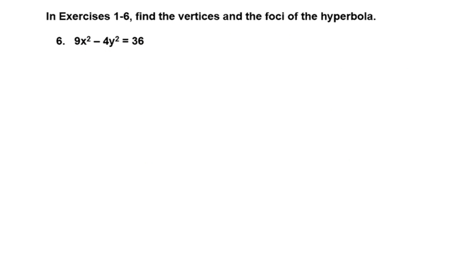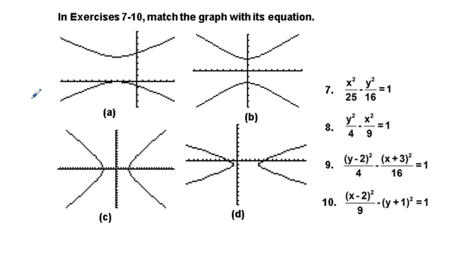And this last set we're going to look at is exercise 7 through 10, match the graph with its equation. So we just have to analyze what's happening here, and it should be pretty easy by process of elimination. We'll just start at 7. Now we don't have x plus or minus anything, nor do we have y plus or minus anything. So we're talking about a centered at the origin type of hyperbola.